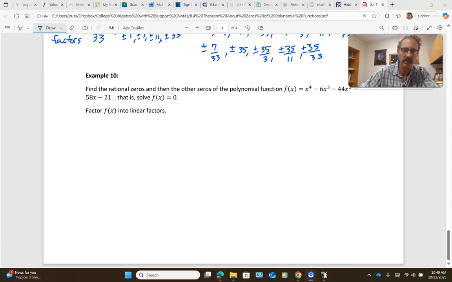Alright, so here is our polynomial. It's another 4th degree. They don't tell us what any of the zeros are. So the first thing that I'm going to do is list my possible rational zeros. And remember, a rational number is just a number that can be expressed as a fraction. So all the integers, all the counting numbers, those are rational numbers because they can all be put over 1. Possible rational zeros.